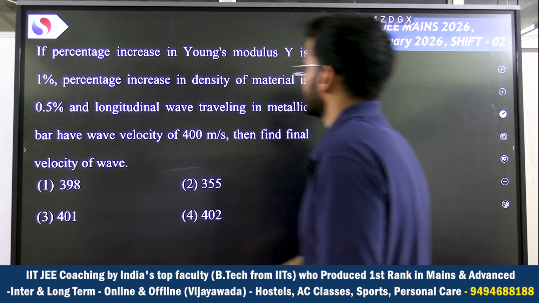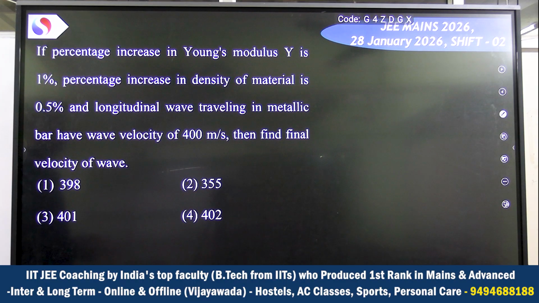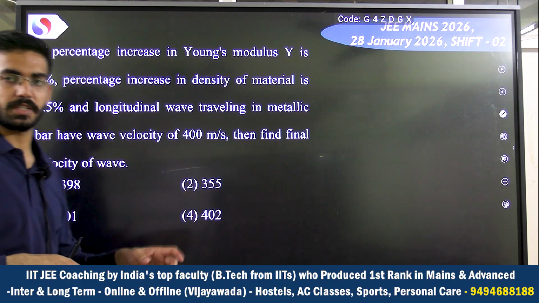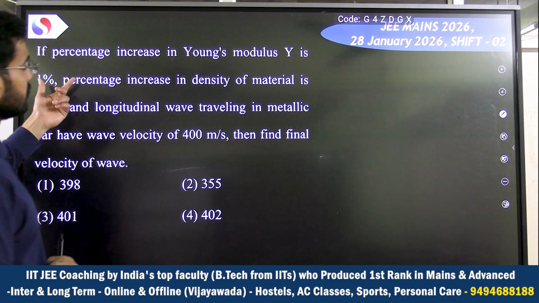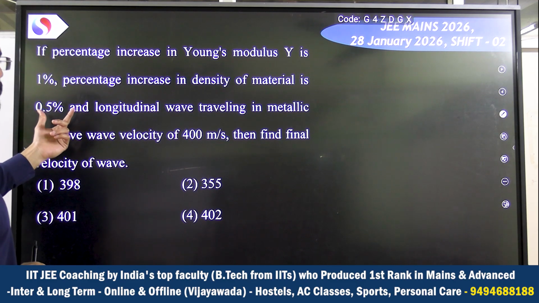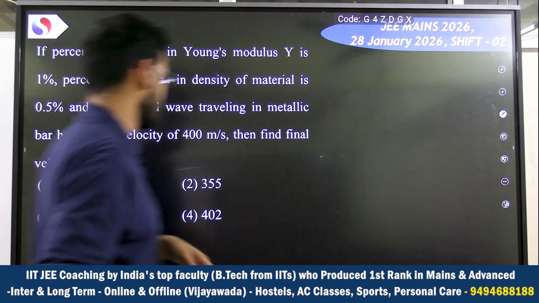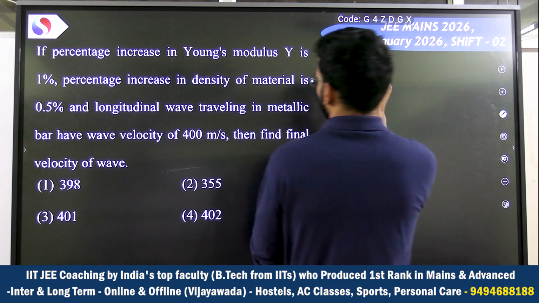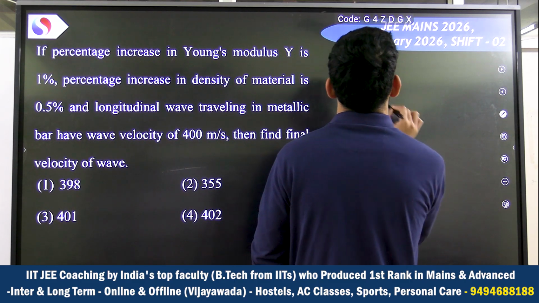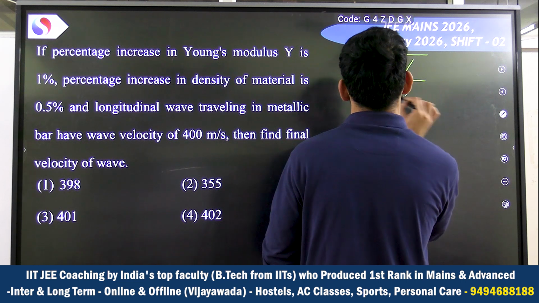Next, if the percentage increase in Young's modulus Y is 1% and the percentage increase in density of material is 0.5% and a longitudinal wave traveling in a metallic bar has wave velocity 400 meter per second, then find the final velocity of the wave. So earlier it was 400 meter per second, and now when these increments happen, 1% increment in Young's modulus, density also increments 0.5%, then what is the increment in the overall final answer he is asking. So for that you understand that we say velocity of sound is how much? Under root of Young's modulus divided by rho, right?